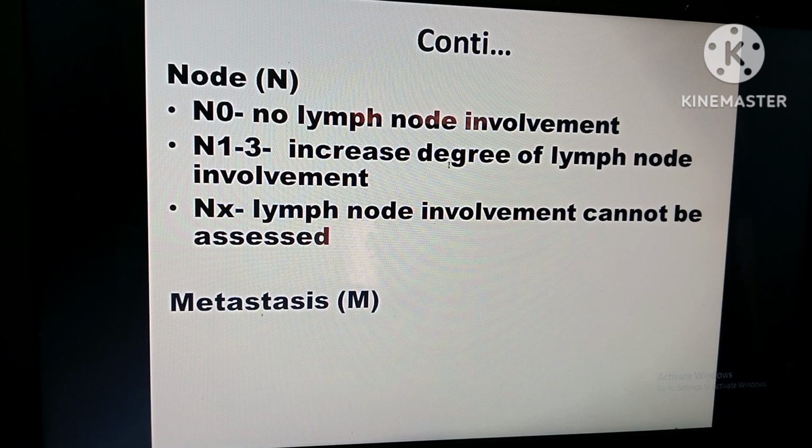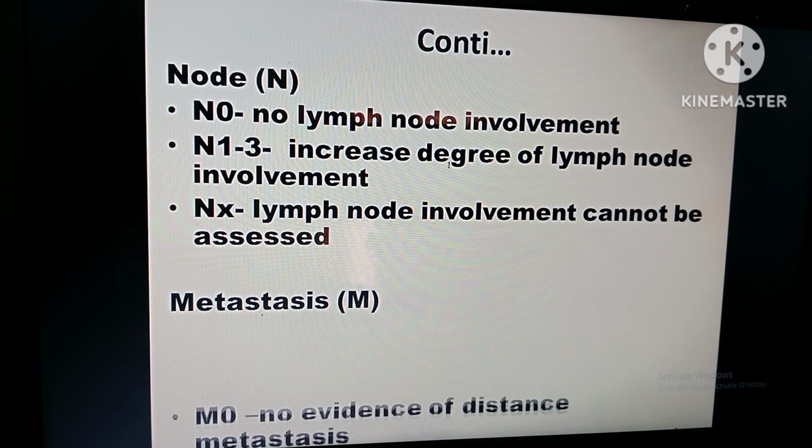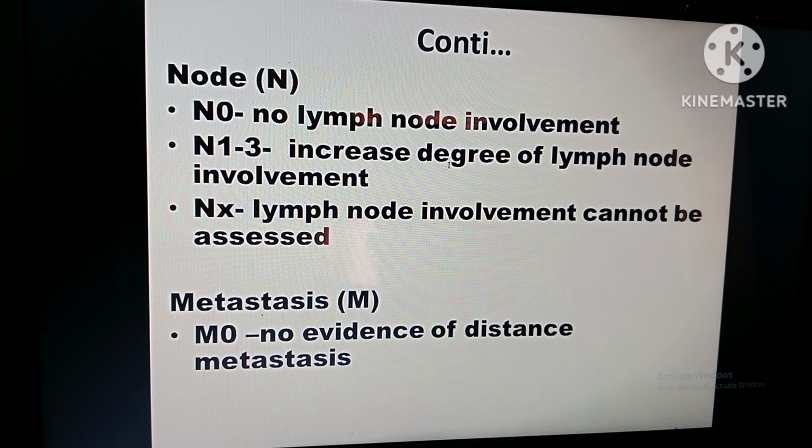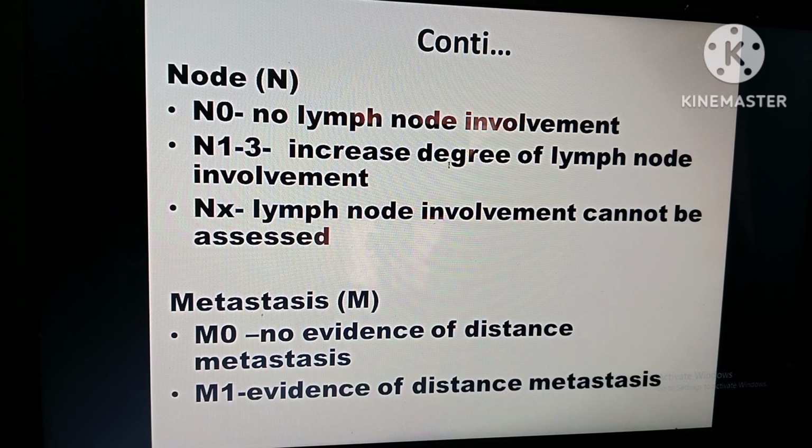Now metastasis, M stands for metastasis. Metastasis means spreading. M0 means no evidence of distant metastasis, it has not spread to any body organs. Where it started, it is there only. M1 means evidence of distant metastasis, it has already come out from its pouch and started to spread to the entire body organs. So, hope students, you understood the classification of cancer.